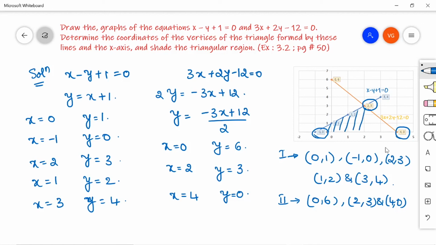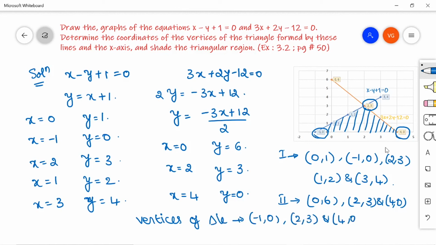Now they are asking you to shade the region of the triangle that is formed with the x-axis. So here you can write the vertices of the triangle formed are (minus 1, 0), (2, 3) and (4, 0). Right? So this is the solution for this problem.